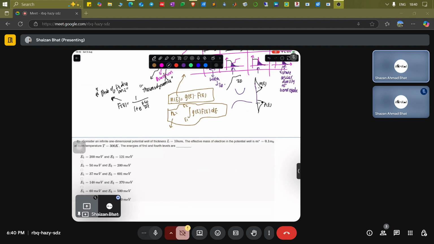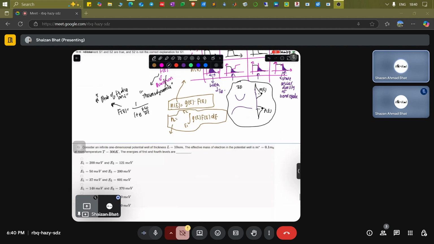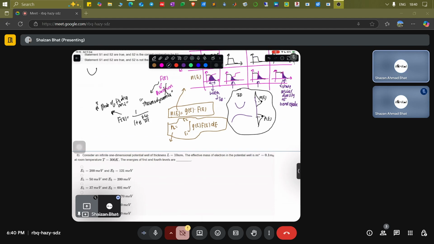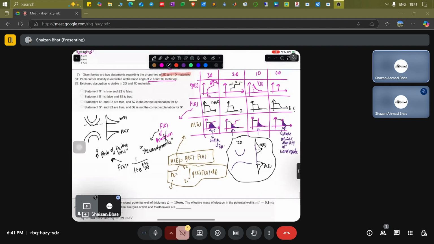We're talking about 3D. But the great thing about 2D is, if you have these sub bands, the N of E exactly peaks at the band edge. Similarly, P of E peaks at band edge. And it has its implications in terms of how the excitations take place, what kind of energies get absorbed, because it's going to impact the absorption of the photons as well. Similarly for the 1D and the 0D systems.